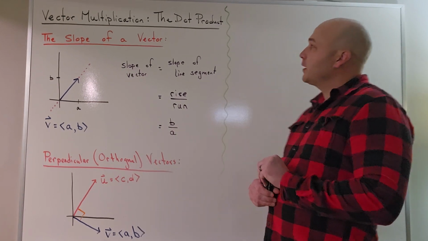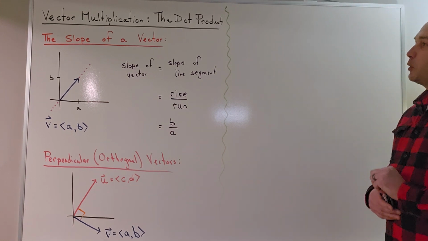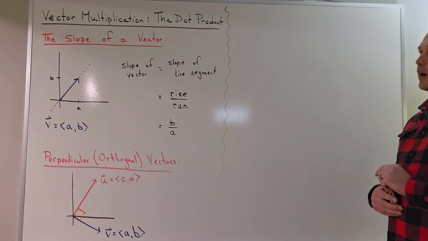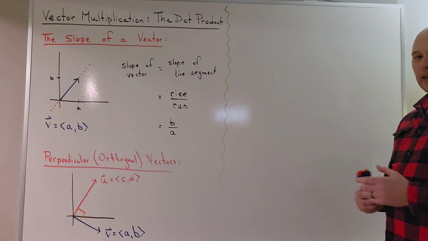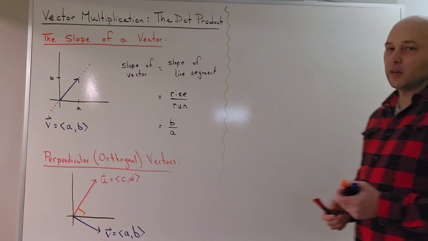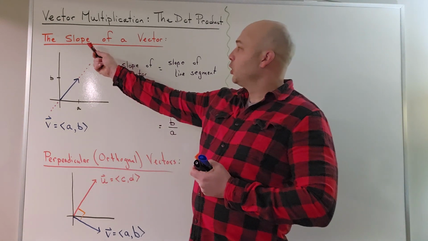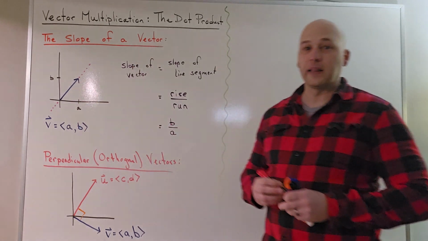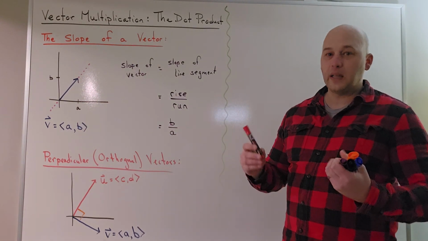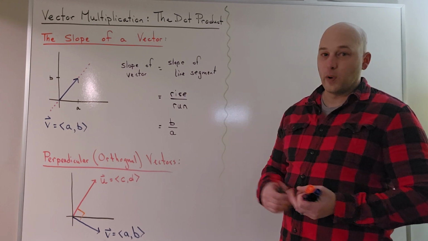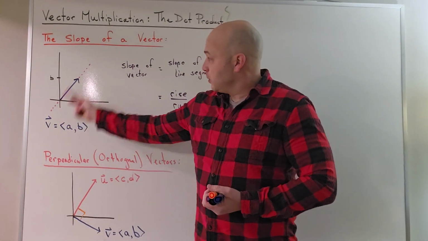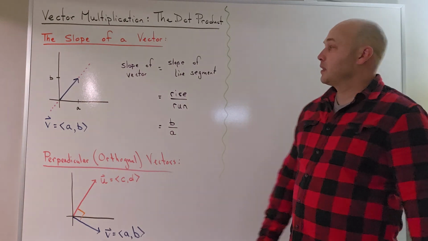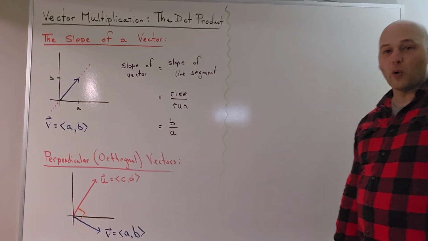What I want to take a look at is the vector multiplication known as the dot product. To motivate the idea for the dot product, let's take a look at the following. Let's look at the slope of a vector. Now we know that a vector is a directed line segment. In particular, it has a line segment, and therefore, if I was to continue drawing that, or even just looking at the line segment itself, we could imagine that it has a slope.